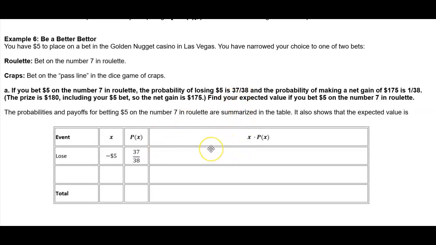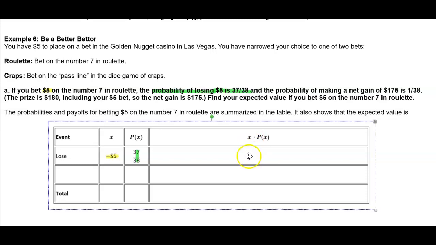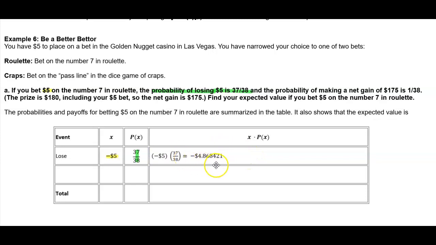So now what we're going to do is, again, we have $5 that you bet. If we lose, it's minus $5. And then we can see that the probability of losing the $5 is 37 over 38. So what we're going to do now is we're going to go ahead and multiply that. Okay, so we're going to take that negative 5, and then we're going to multiply it by that 37 over 38, which gives us negative 4.868421. Since we're in the middle of a calculation, we do not want to round this yet.